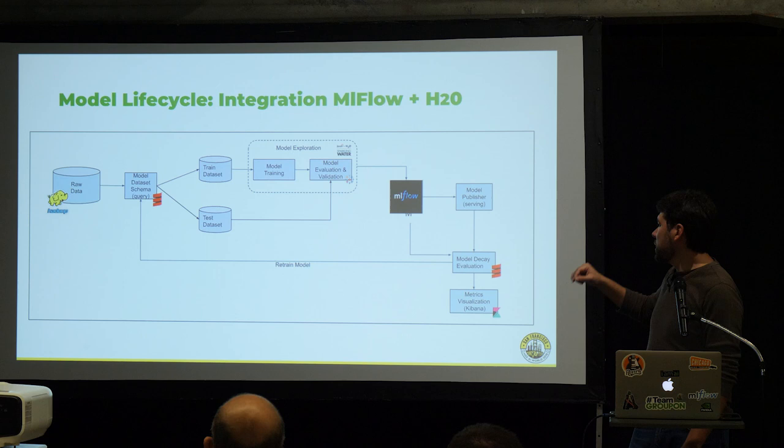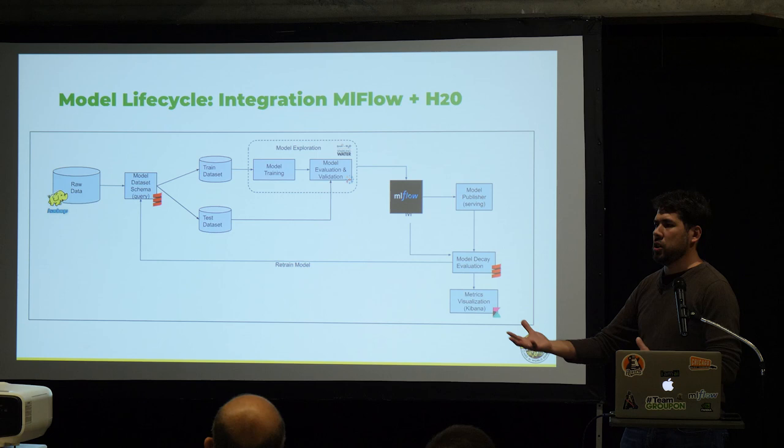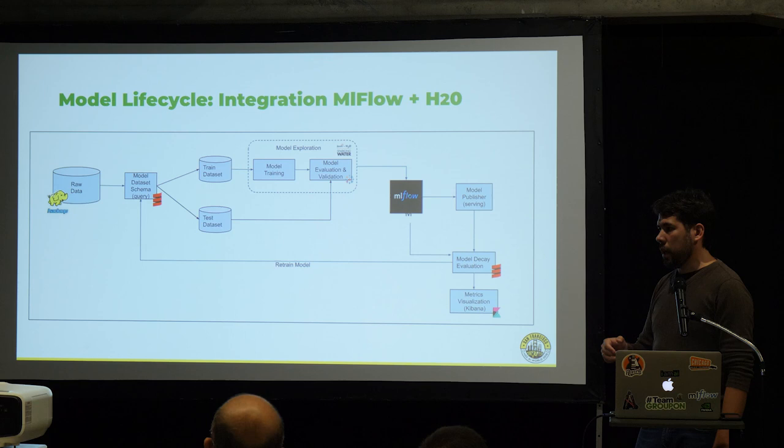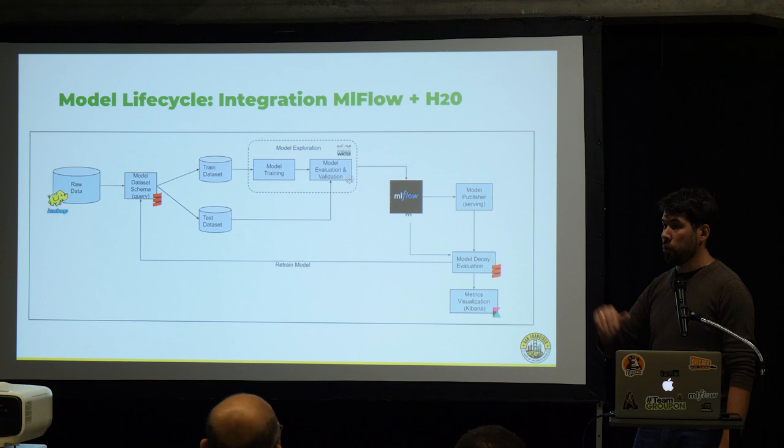Sparkling Water, H2O, has something called AutoML. AutoML helps you train models in a smart way. It's not a grid search, it's a smart grid search. It focuses on several hyperparameters, and you can define, okay, I want to use logistic regressions, I want to use GBM, maybe deep learning, maybe an ensemble of two of those, and then it does it for you. After two or three days, it says, okay, this is the leaderboard, this is the best model we can produce.